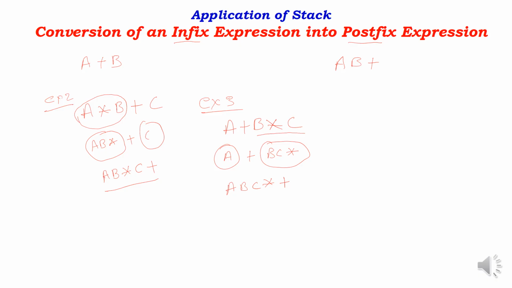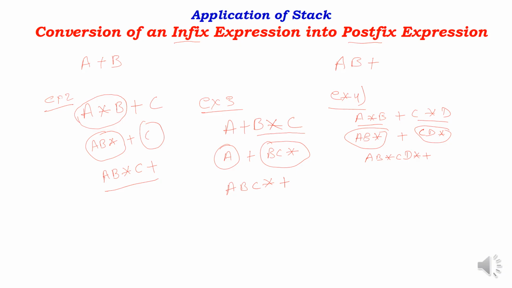Now the postfix expression is A, B, C, into, plus. Let us consider one more example. Example 4. Let us take A into B plus C into D. Now A into B, into, here also C into D, then there is a plus. Asterisk, that is multiplication, has higher priority. So A, B, into, C, D, into. This becomes an operand and this becomes an operand and there is an operator. A, B, into, C, D, into, plus will be your postfix expression.